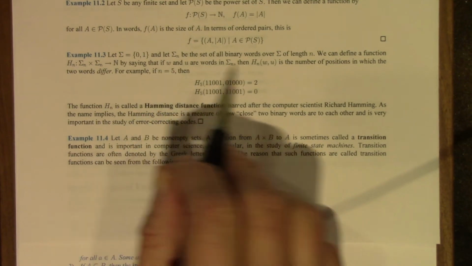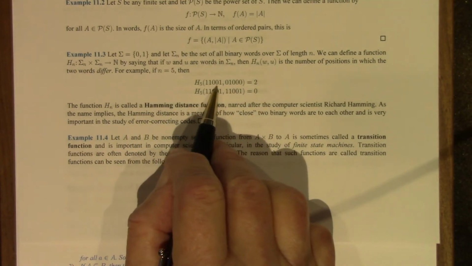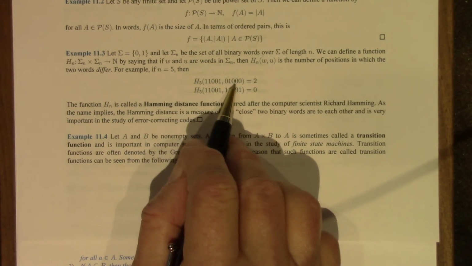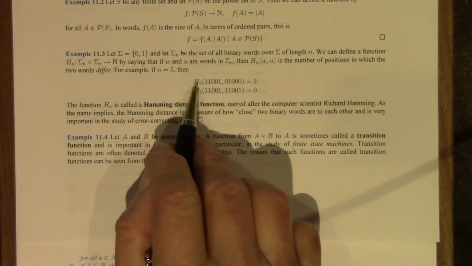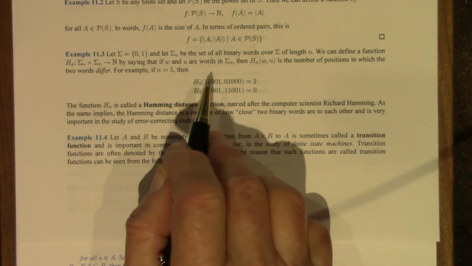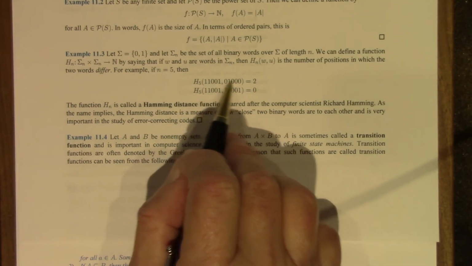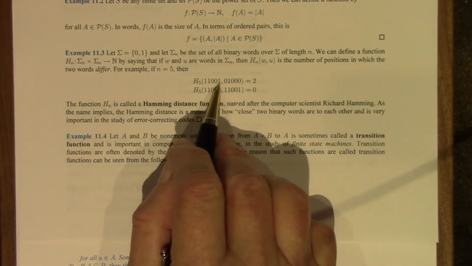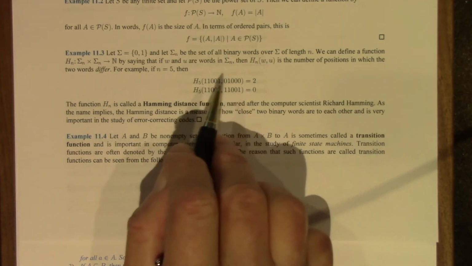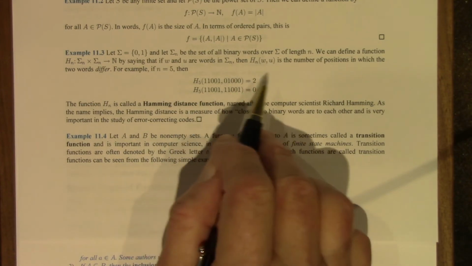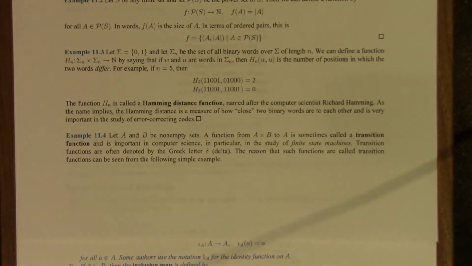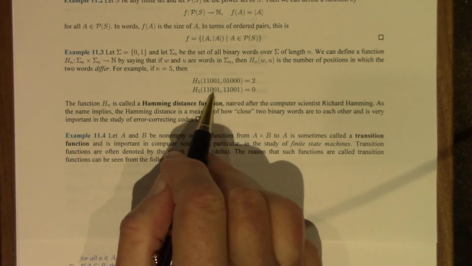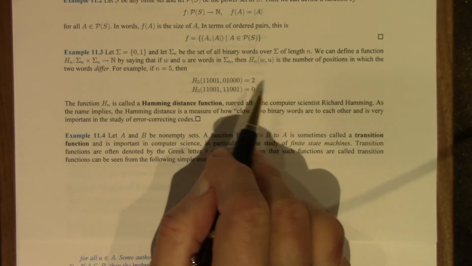If n is 5, we're dealing with binary words of length 5. Here are two such binary words. To compute h5 of this ordered pair, we just check to see where the two words differ. They differ in the first position, and they differ in the last position. So in two positions they are different, so the value of the function is 2. These two words are identical. They differ in 0 positions, so we get 0.